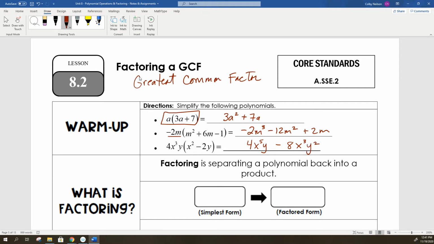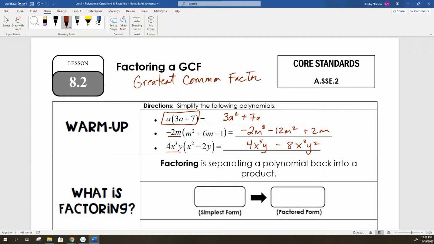Looking at the 4x to the fifth here, the numbers 4 and 8, I can divide out 4. 4 goes into both of those. For the variables, I have x to the fifth and x to the third. How many can be divided out of both of those? You look at the smaller of the exponents, which is x to the third. I can't take more than x to the third out. Then I have y and y squared. I can't divide out more than the least amount, which is y. So 4x to the third y is my greatest common factor. And then what's left is what's left.